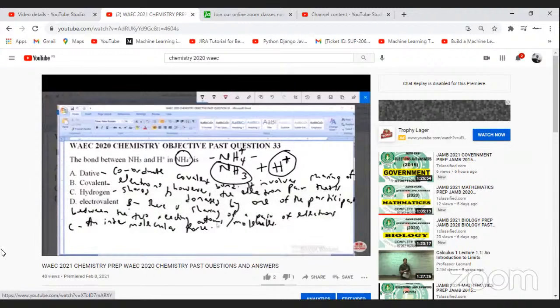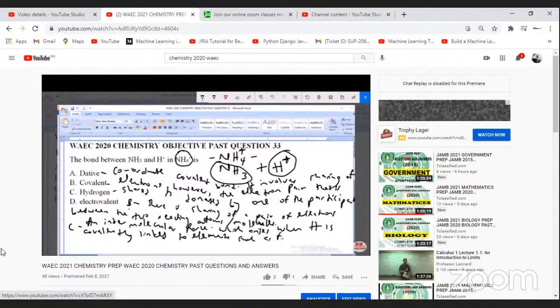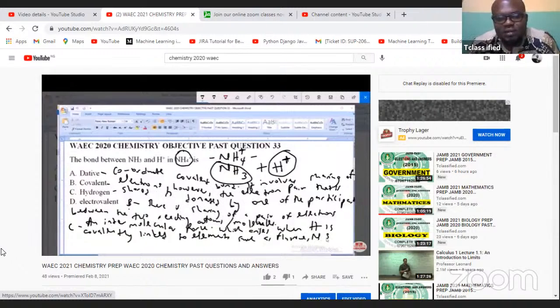33. The bond between NH3 and H+ in NH4 ammonium is A dative bond, B covalent, C hydrogen, D electrovalent. Answer is A, dative. Dative bond. Whenever you have complete ammonia, you have an extra ion coming to it. Call that dative bond. Coordinate covalent bond involves sharing of electrons. However, the electron pair that is shared is donated by one of the participants. So there is a sharing of pair of electrons.